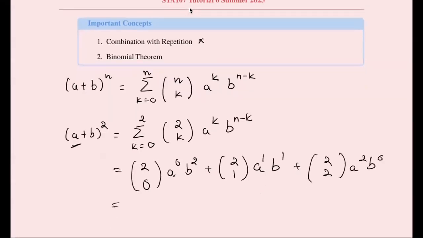And if I simplify it, 2 choose 0 is just 1. a to the power of 0 is also 1. So I'm left with b squared. 2 choose 1 is 2. a to the power of 1 is a. b to the power of 1 is b. 2 choose 2 is 1. a to the power of 2, I keep the same. And b to the power of 0 is just 1.